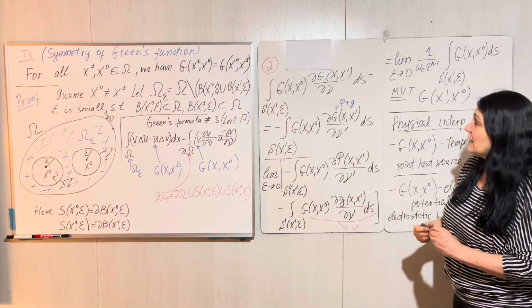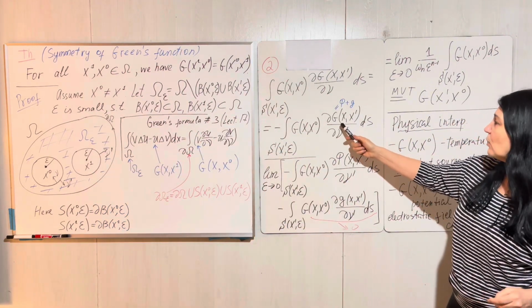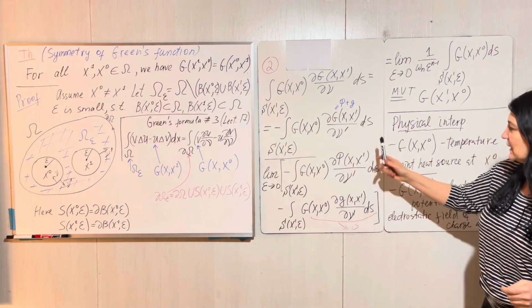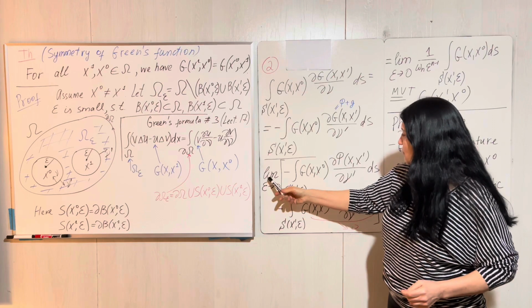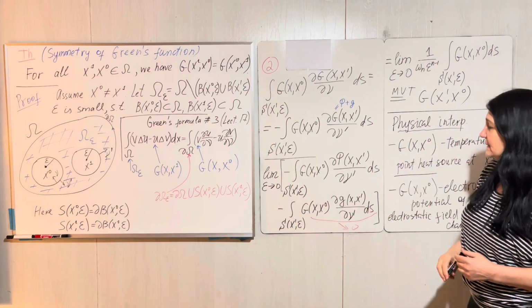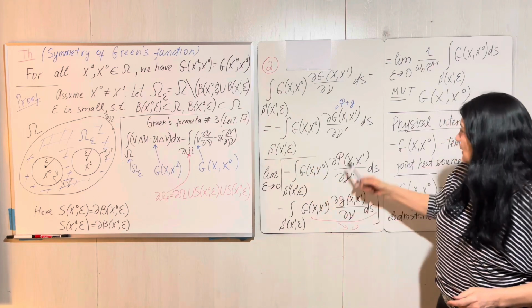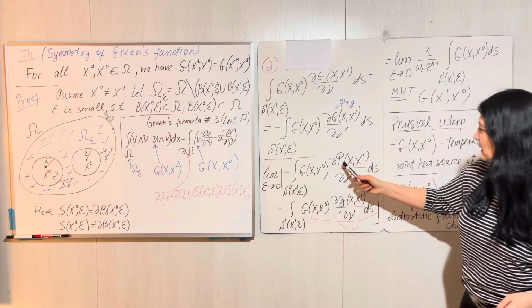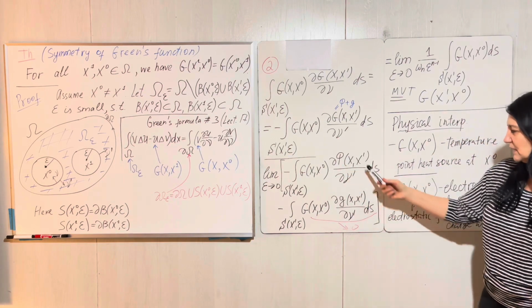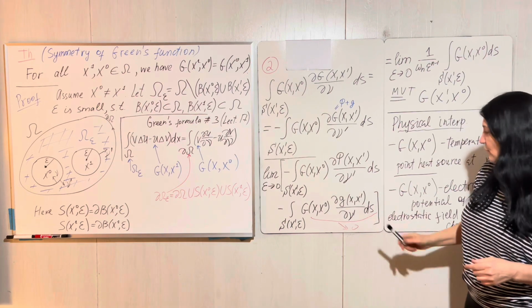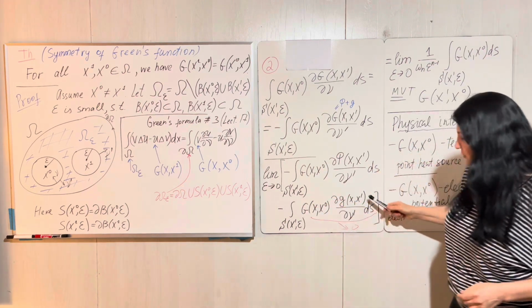Now, we recall that G is the sum of phi and little g. So now let's write down, we want to compute the limit when epsilon goes to 0. And so we will rewrite this as two separate integrals: the integral when we put here phi, and the second integral when we put here little g. So first let's look at the second integral.